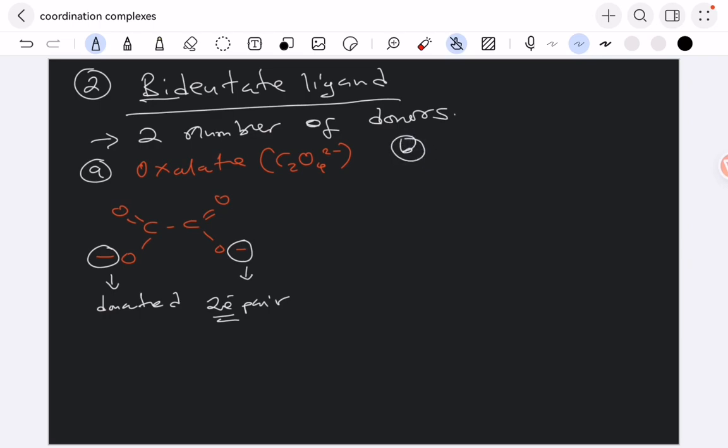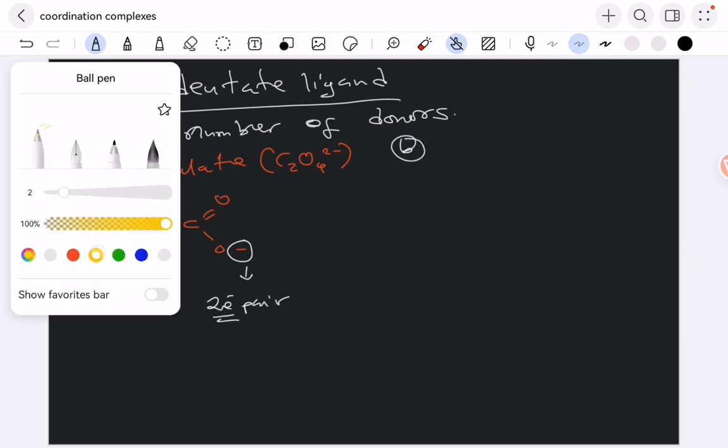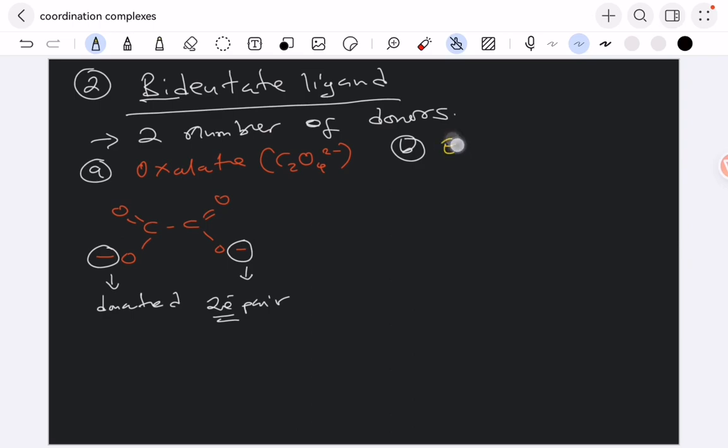The other example here is known as ethylenediamine. So ethylenediamine, in terms of structure, we are looking at something like this.